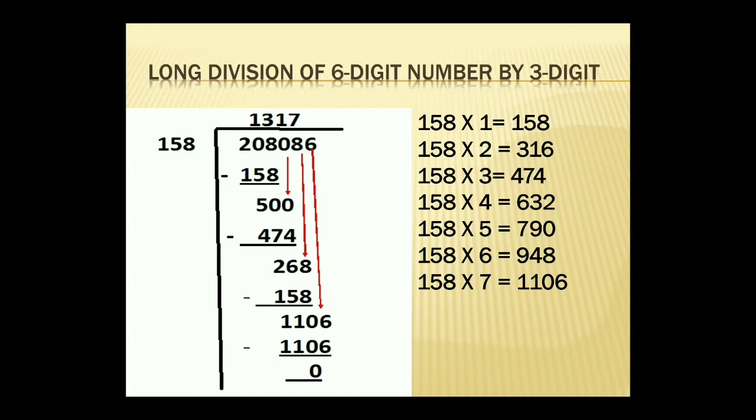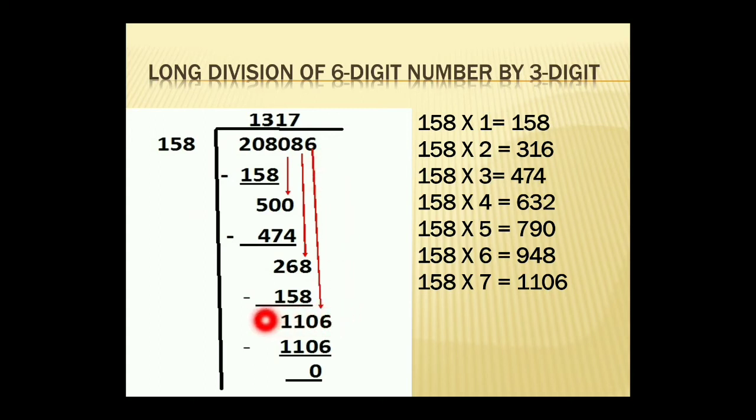Let's look at one more example, which is a little bigger number, a 6-digit number divided by a 3-digit number. Here, this number is being divided by 158. So we write the table of 158 up to a certain level. As 158 is a 3-digit number, we take 3 digits here. 158 twos are 316, which cannot come under 208. So we take 1, 158. Subtracting the numbers, we get 50 and we copy down 0. 158 threes are 474. Subtracting these, we get 26 and we bring down 8. 158 ones are 158. Subtracting these, we get 110 and we bring down 6.